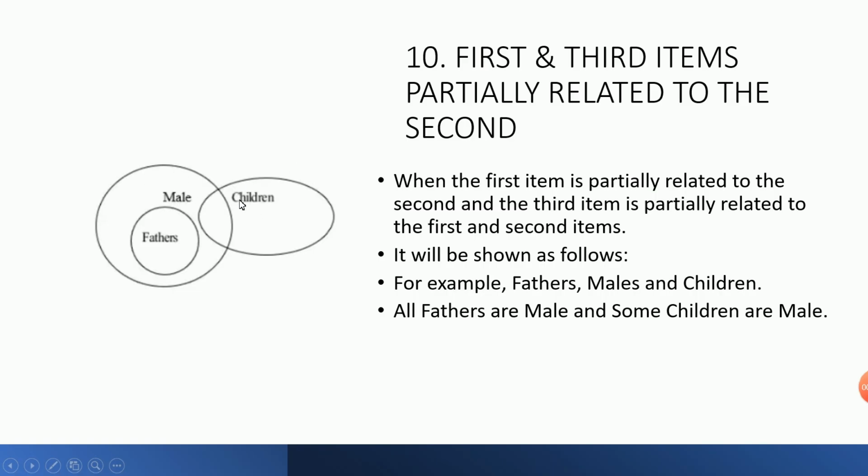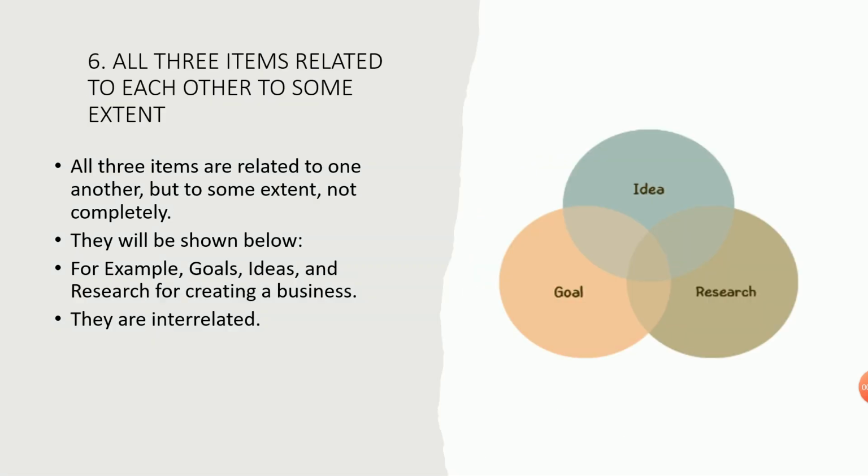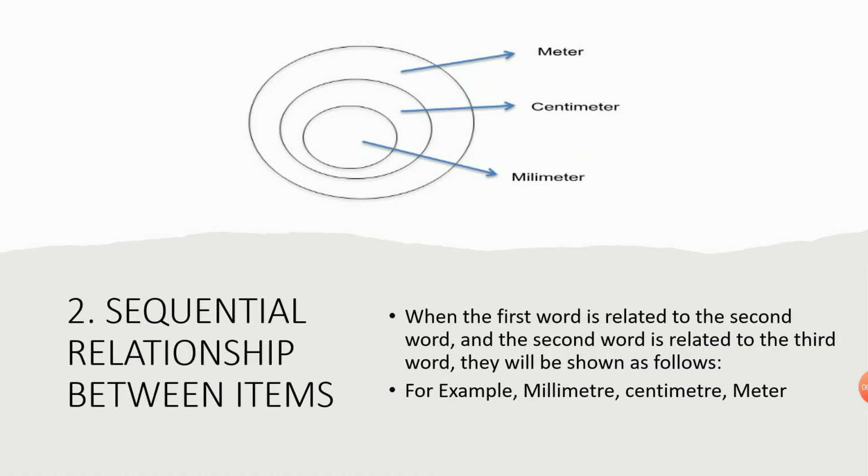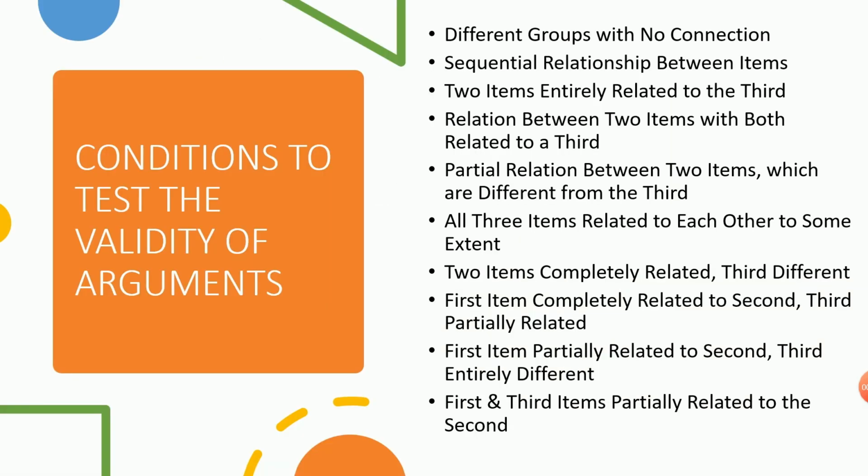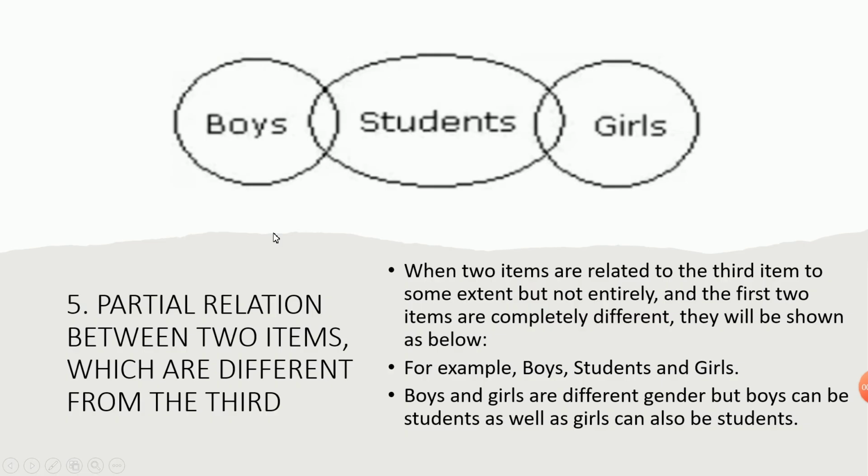So that's how these are the 10 different types of Venn diagram possibilities, that is relation possibilities, which we can form to test the validity of the arguments. So these are the different conditions.